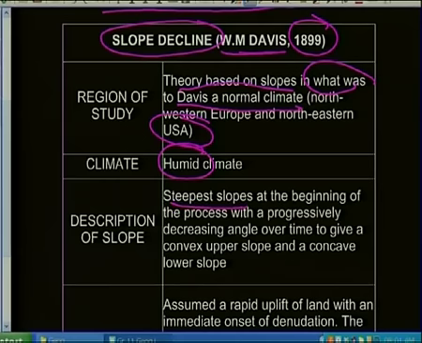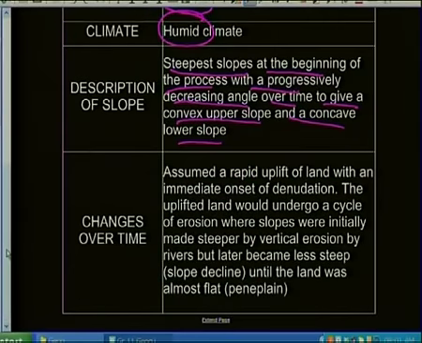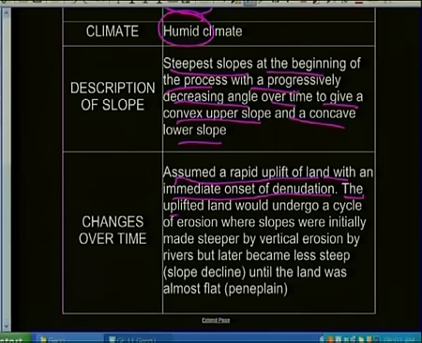The steeper slopes at the beginning of the process with progressively decreasing angles over time to give convex upper slopes and concave lower slopes. Key component: he assumed a rapid uplift of land with an immediate onset of denudation. Remember, denudation can also be referred to as back wasting. The uplifted land would undergo a cycle of erosion.